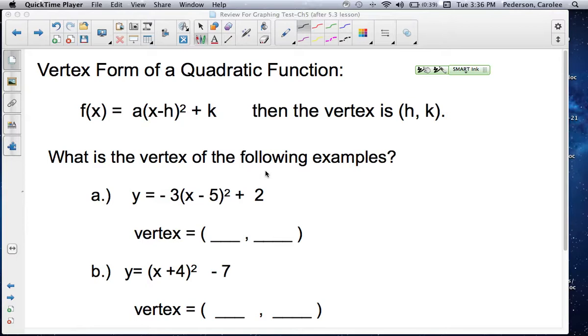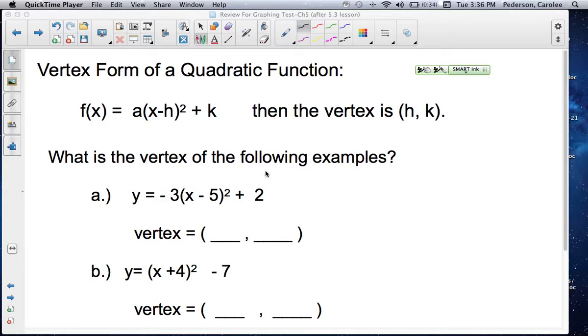So here's the vertex form of a quadratic function. Remember, the A helps identify, does it open up or down? If it's a positive A, it opens up. If it's a negative A, it opens down. The H and the K tell me what the critical point is, what the vertex is.